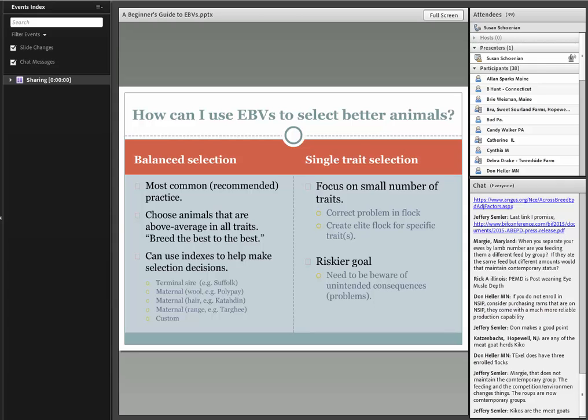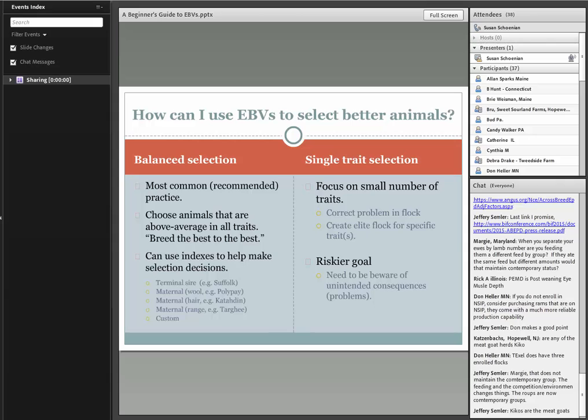Selecting for one or two traits can be very risky, and we need to be very aware of unintended consequences, problems that may arise from this selection strategy. We've seen it in other industries. If I were to select for birth weight, maybe not so much in sheep, but in cattle, if I were to not select for birth weight, but select for post-weaning weight or yearling weight in the case of cattle, and kind of ignore birth weight, well, remember, they're very positively correlated. So as I increase yearling weight, I also increase my birth weight, and that led to calving difficulties.